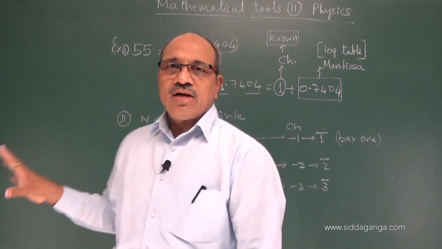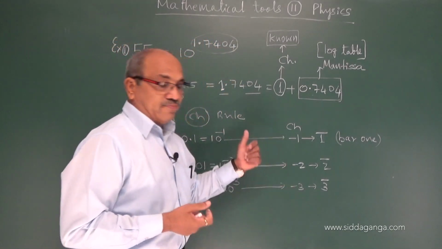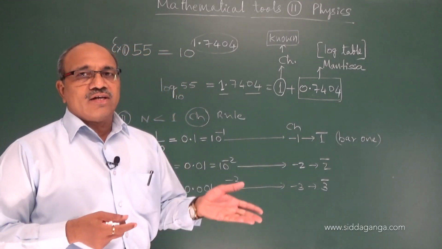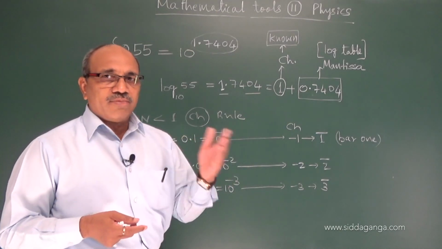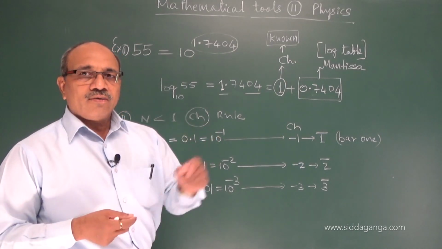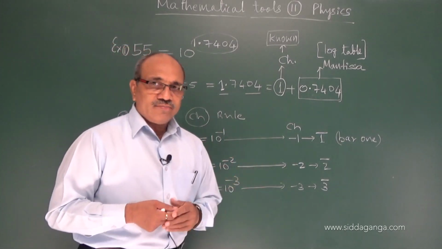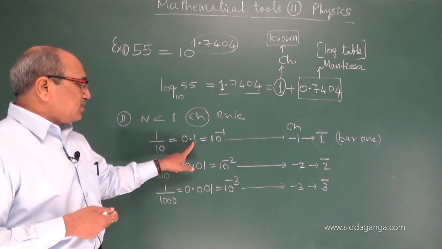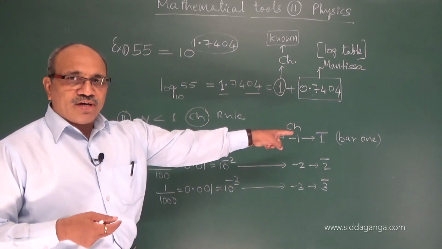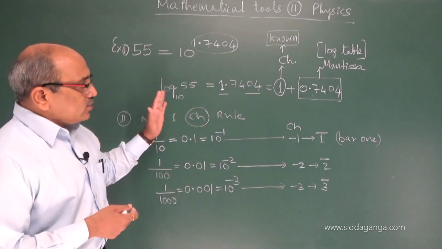I hope you have followed how to find the characteristic of the log, the whole number part of the log obtained. The number may be greater than 1 or less than 1. If the number is greater than 1, to the left of the decimal point, see the number of digits, make it minus 1, and write the characteristic value. If the number is a fraction, then see the number of zeros present between the decimal point and the first non-zero digit, add 1, and put a bar at the top saying it is minus 1, minus 2, minus 3. Now it is one part.